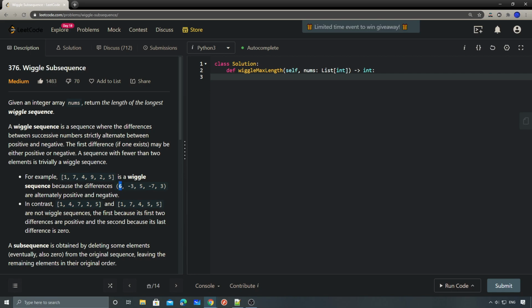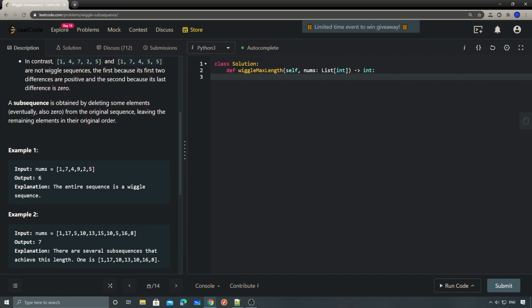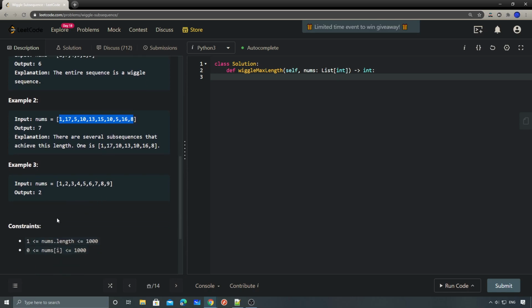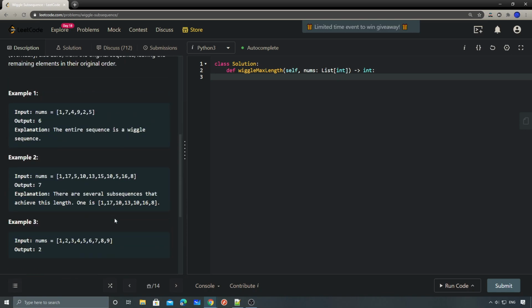As you can see here, for the first example the entire array is a Wiggle subsequence, and that's why the answer is 6. For the second one, there are other options. Keep in mind that we're looking for a subsequence, not a continuous subarray. The constraint is 1000, and there's a follow-up.